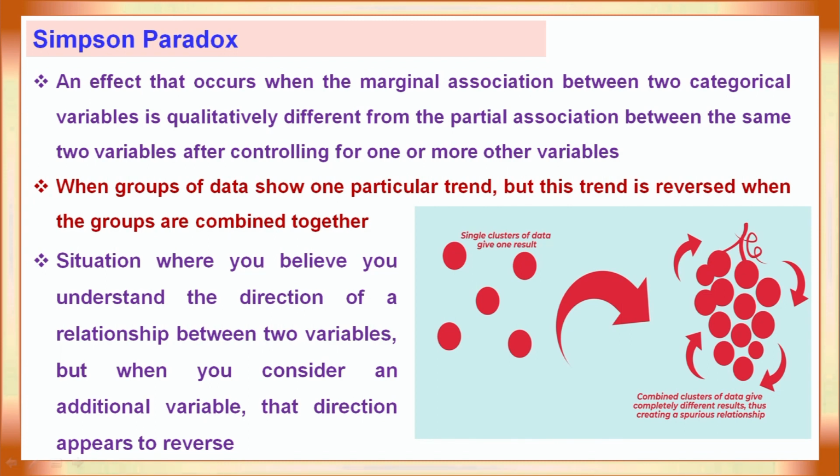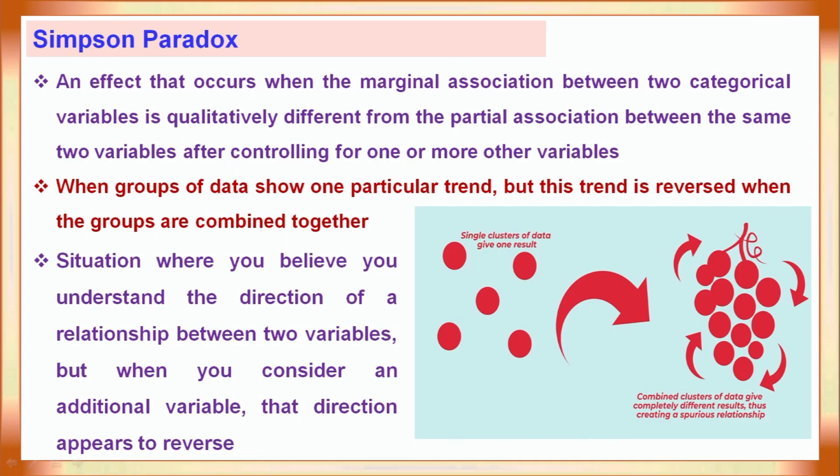Now, the extraneous variable may cause a particular type of problem at the time of data interpretation. So, I mention it here. It is popularly known as Simpson paradox. The extraneous variable is one of the reasons for this Simpson paradox. What is Simpson paradox? Simpson paradox is an effect that occurs when the marginal association between two categorical variables is qualitatively different from the partial association between the same two variables after controlling for one or more other variables.